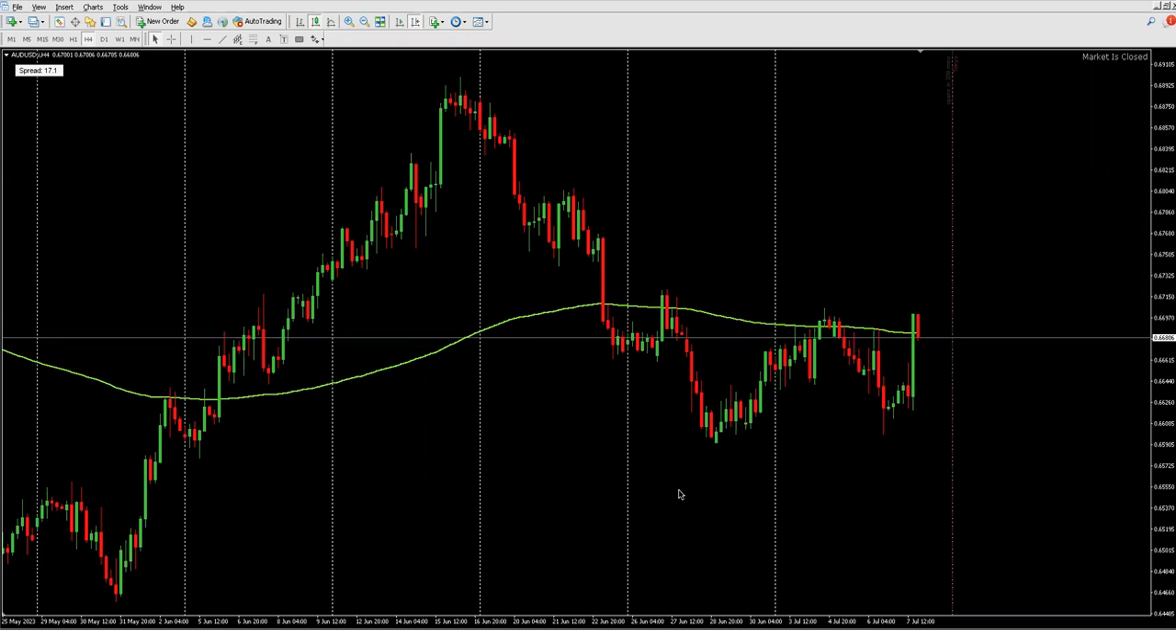So I'm going to break down AUDUSD, a trade that I took on AUDUSD during the week. I based my decision on this price action here. As you can see, price was in a downtrend, making lower lows and lower highs. As you all know, I like to look at the recent break.